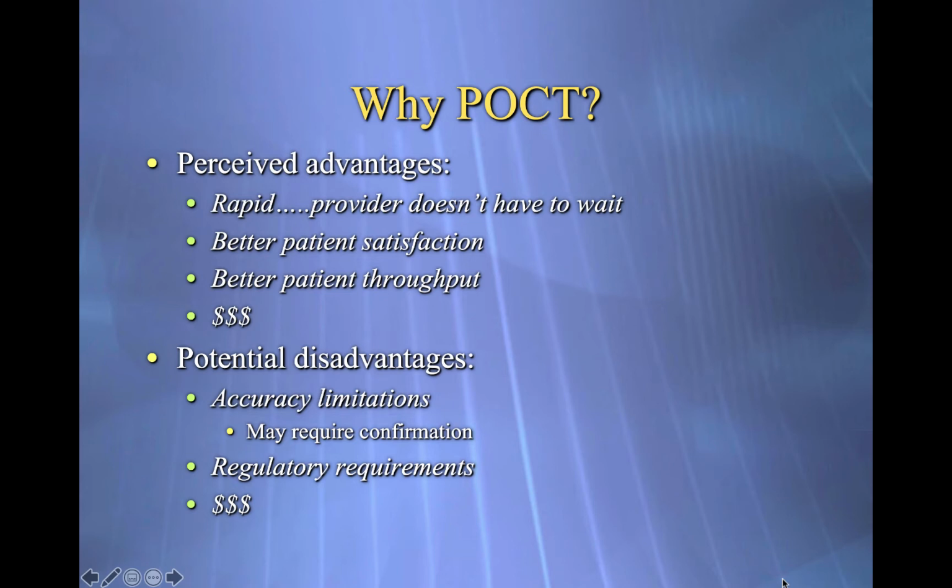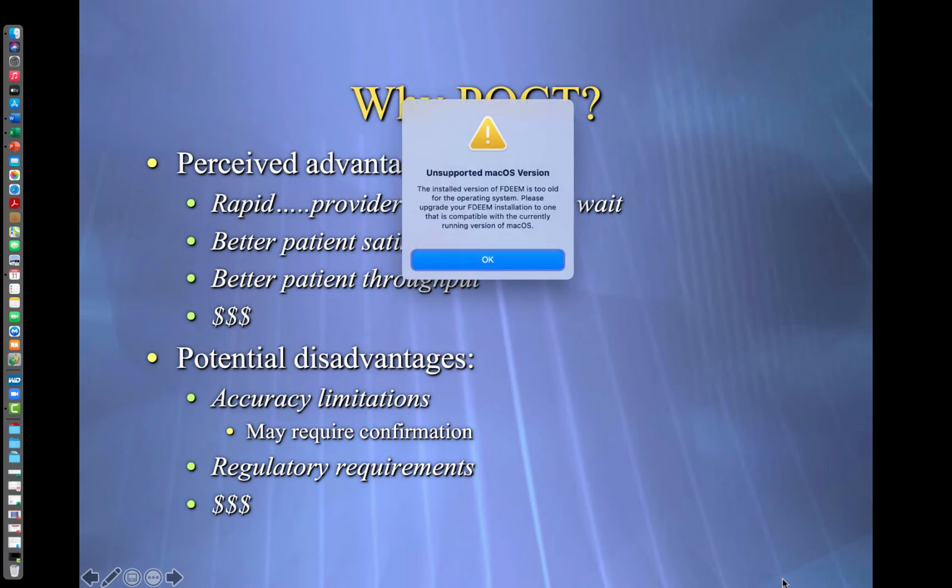Potential disadvantages. Well, there are accuracy limitations. Most of these point-of-care type tests are not as accurate and reliable necessarily as in-laboratory performed tests. And some of these tests may require that the laboratory perform a confirmation test before the patient can actually be diagnosed. A good example of this is HIV testing. HIV positives must be followed up with an in-laboratory test.